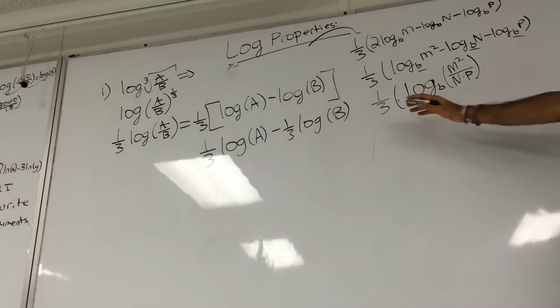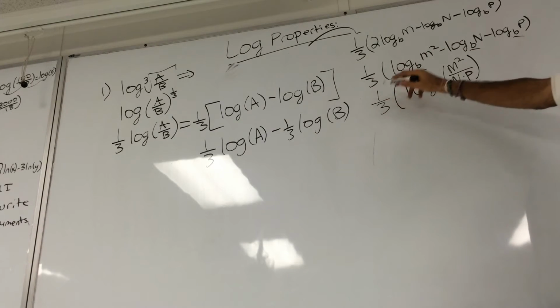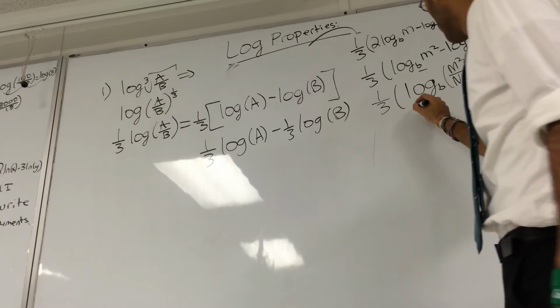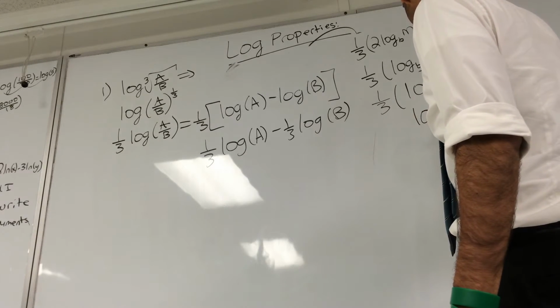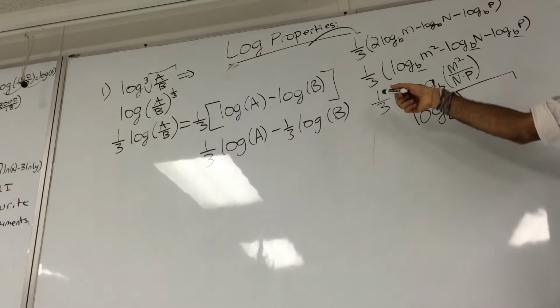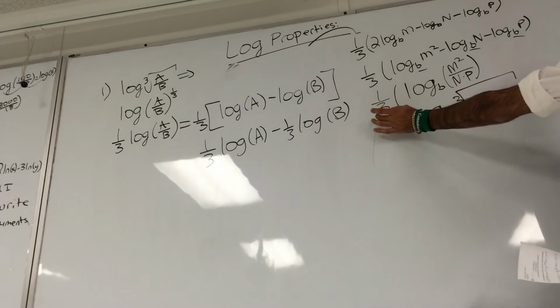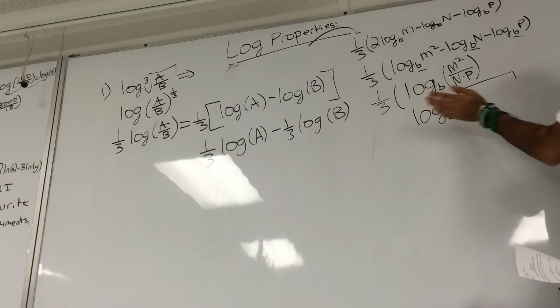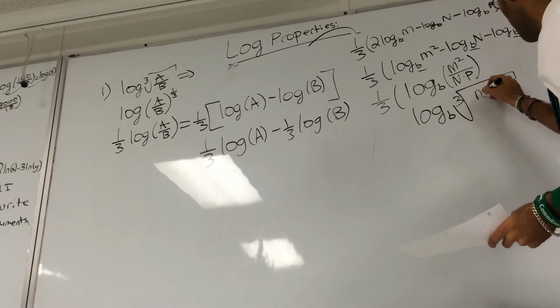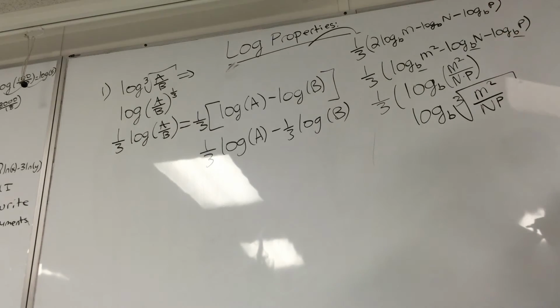Okay. Now this 1/3 needs to be brought inside. And this is an exponent. It needs to be brought inside. So I'm going to do log base B. I'm going to say cube root, because remember, cube root is the same as raising something to the 1/3. The denominator is the root, the numerator is the exponent, and in here I'm going to write M squared over NP. And that's going to be my final answer.